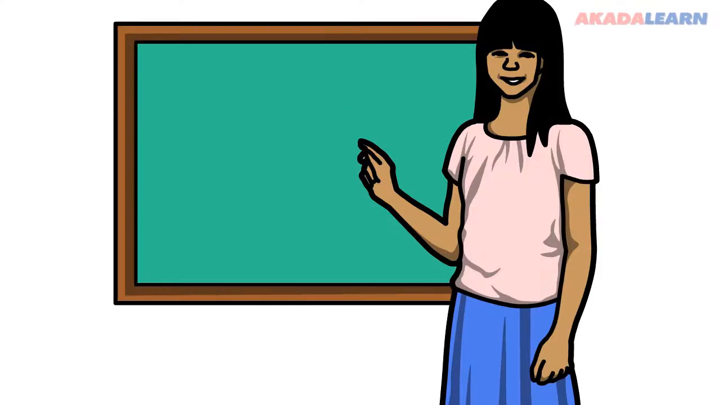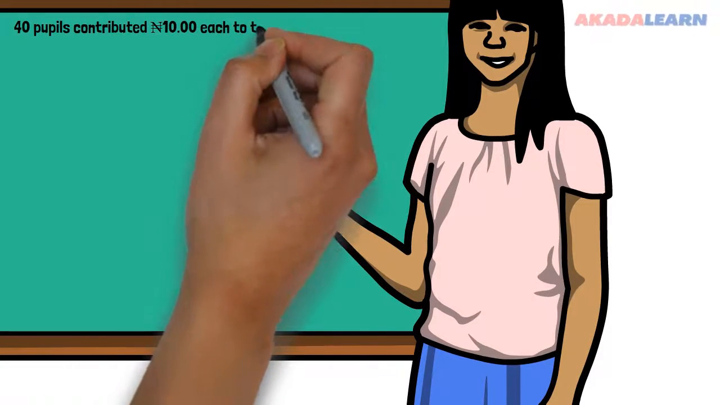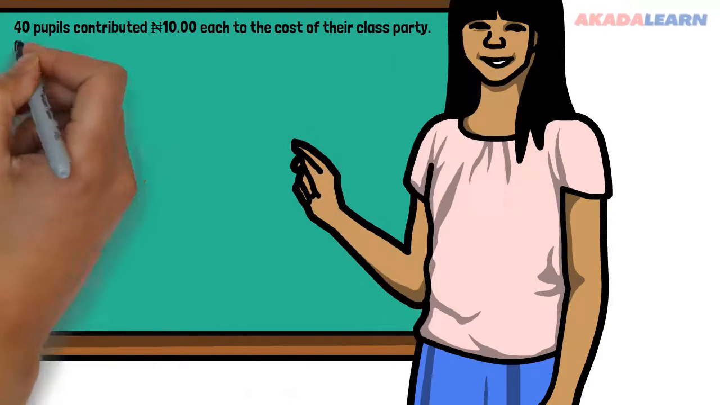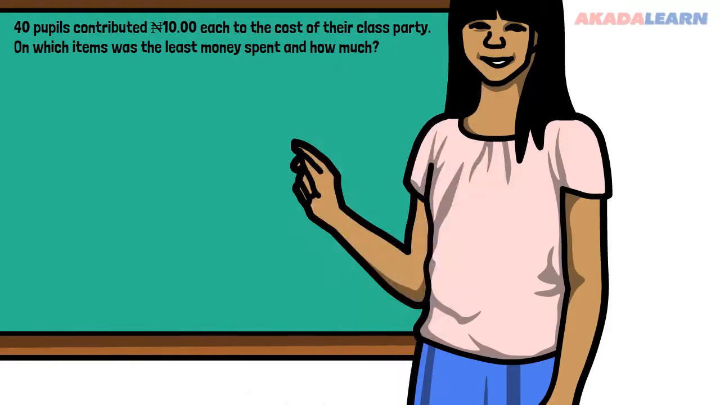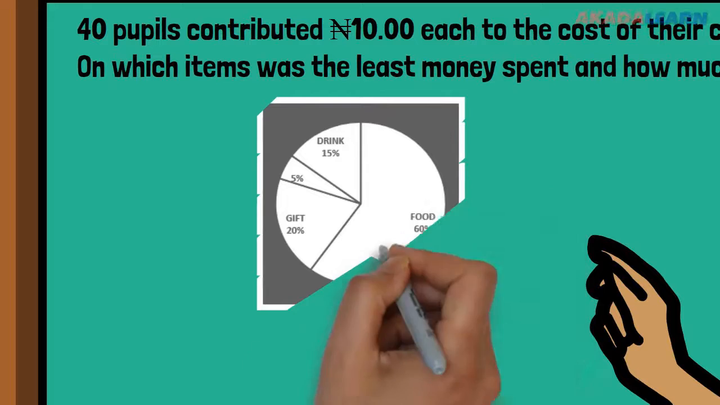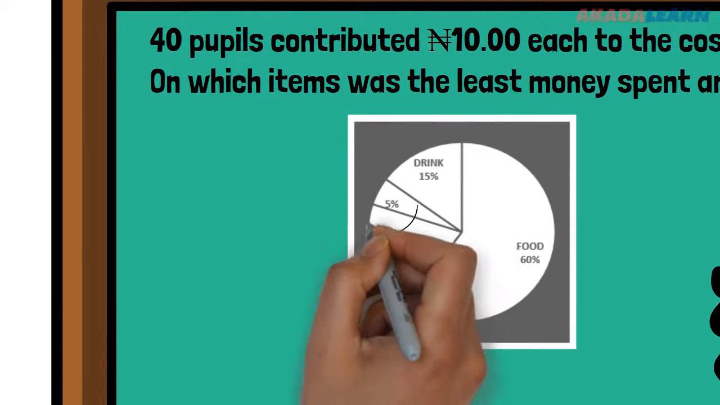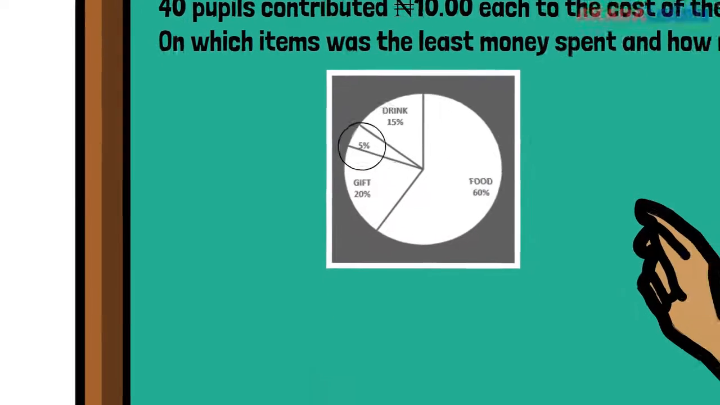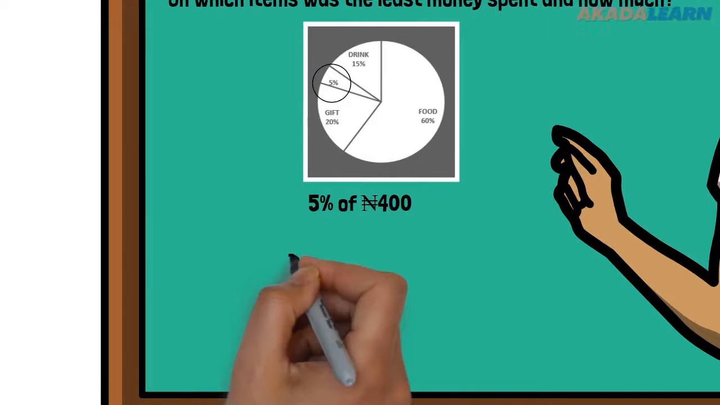All right, so still on that pie chart question, but this time the question is on which items was the least money spent and how much. So let's look at our diagram again, our pie chart. You can see that the least item there was, that's 5%. So let's find it. That's 5% of 400 naira.